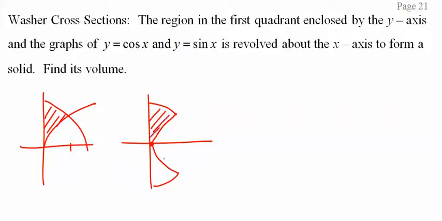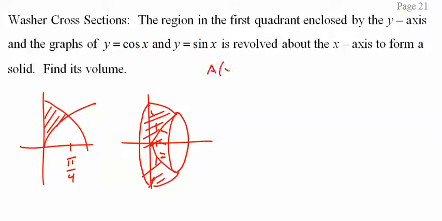Shade it? No, I don't want to shade it. It's just going to get too busy. Almost impossible to see what we're talking about here. Where do they intersect? I believe cosine and sine are equal at pi over 4. What's the area with respect to the x-axis?